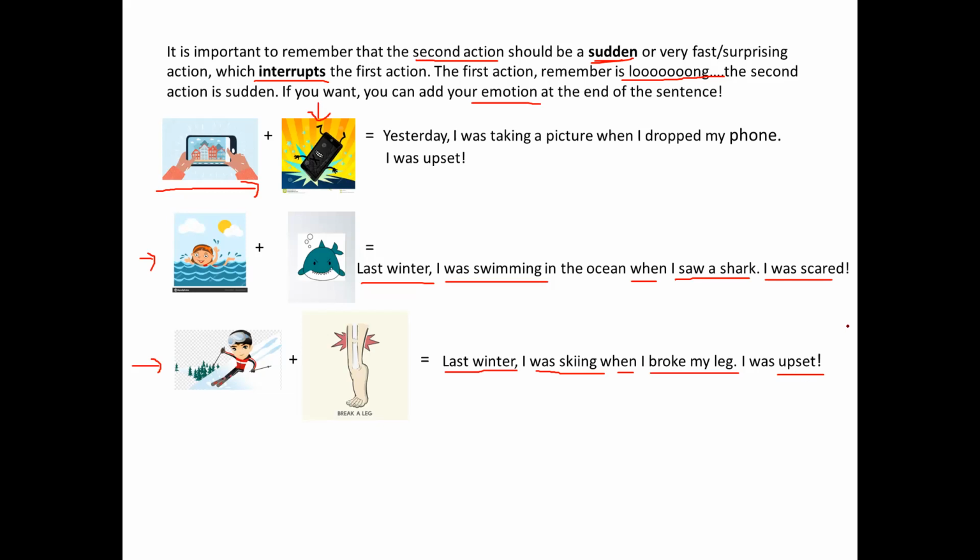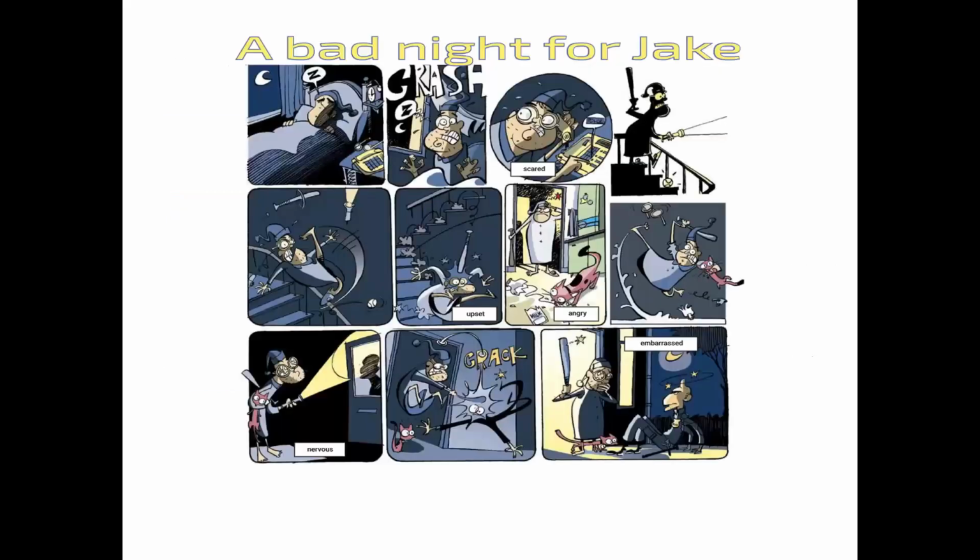So this is how you can make a story. It's usually something bad happened to you, like an accident. Let's go ahead and look at this now. A bad night for Jake. So open your books to page 32.